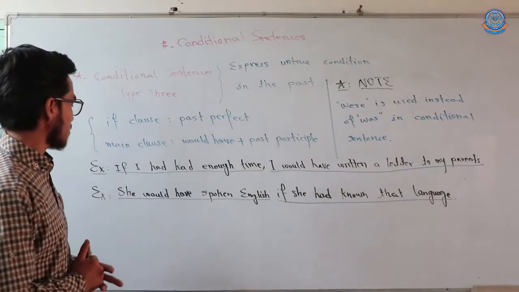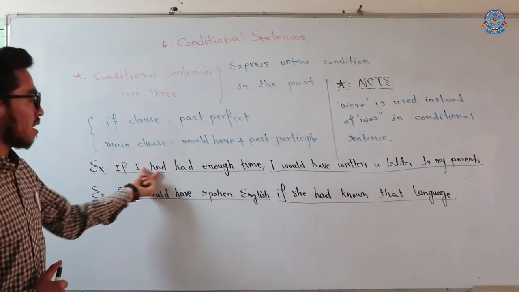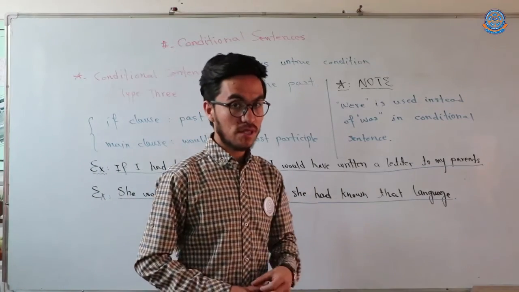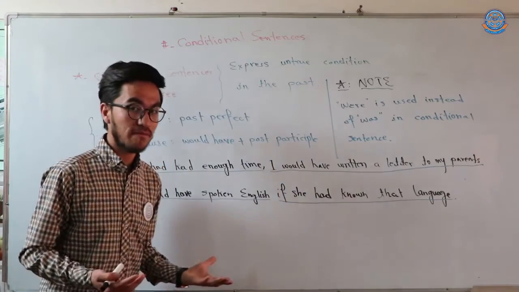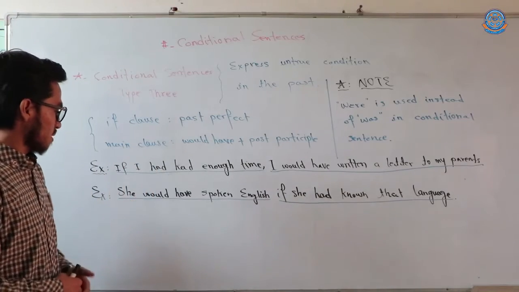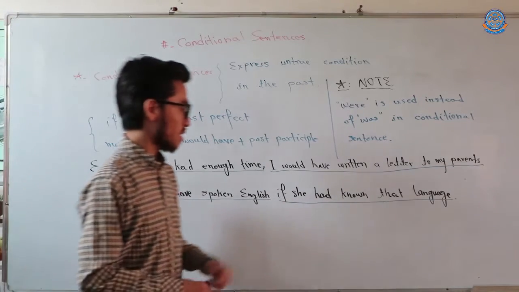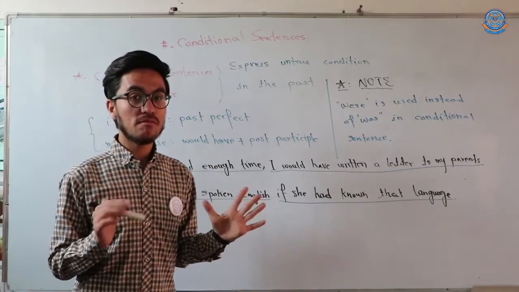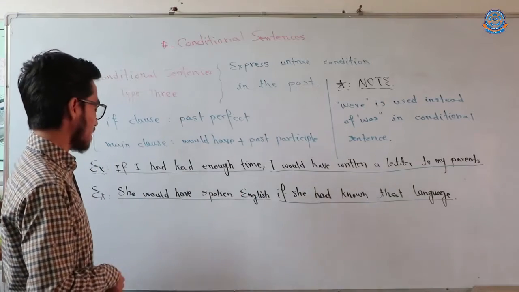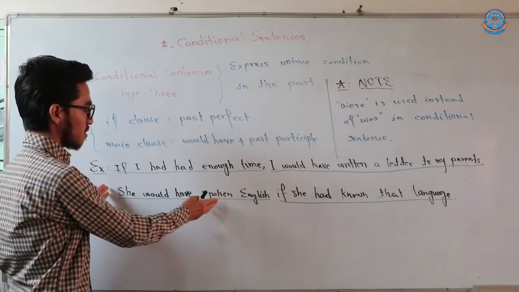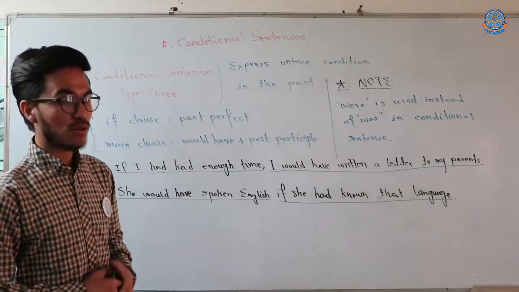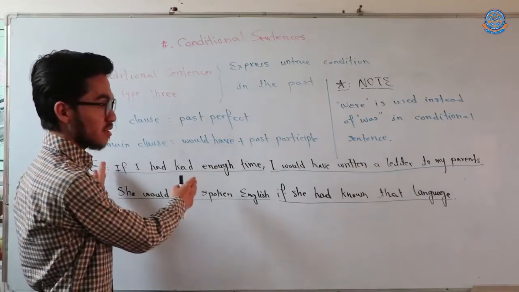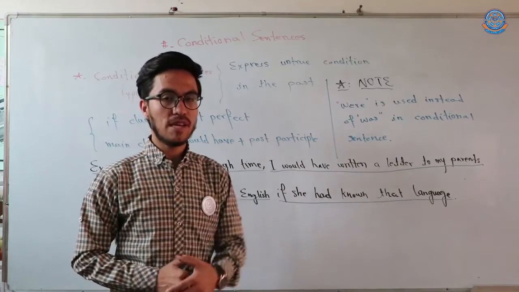That's good. So here are some examples. If I had had enough time, I would have written a letter to my parents. It means I didn't have time. Let's talk about the next one. She would have spoken English if she had known that language. It means she didn't know. In this sentence, the first part is the main clause or result clause, and the next part is the if clause. But in the first sentence, I brought the if clause first and the main clause second.